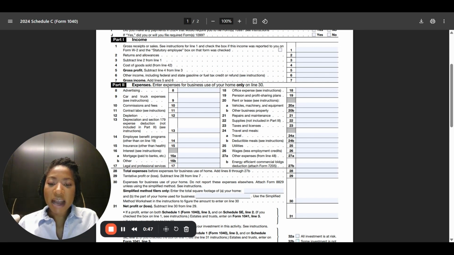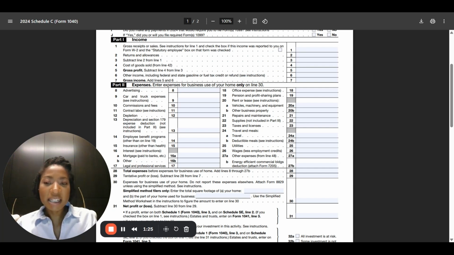And line 30 is down here, right? It's underneath this separator line here, and it has its own section, and it says expenses for business use of your home. Do not report these expenses elsewhere. Attach Form 8829 unless using the simplified method. See instructions. So before we get started inputting all of our expenses, the form really wants you to know these expenses here in part 2, these will not include expenses related to using your home for your daycare. All of those expenses will be reported on line 30.